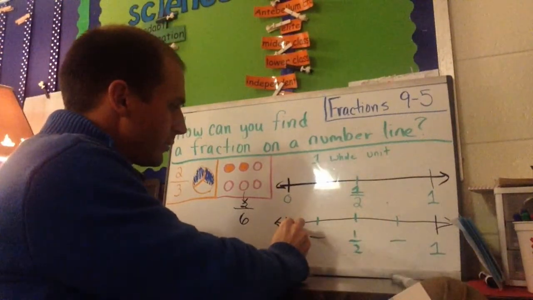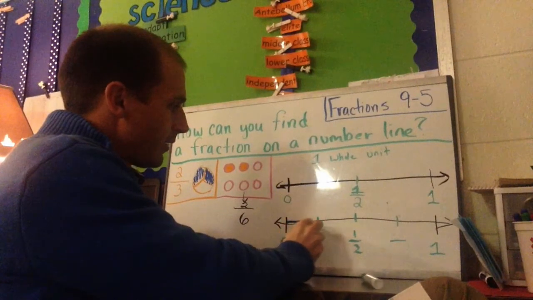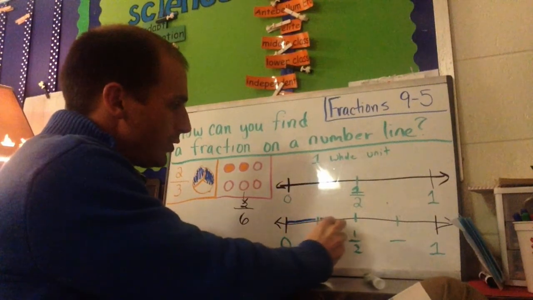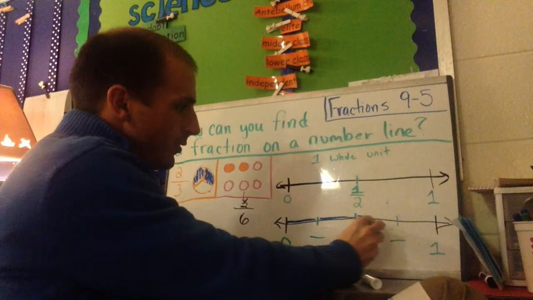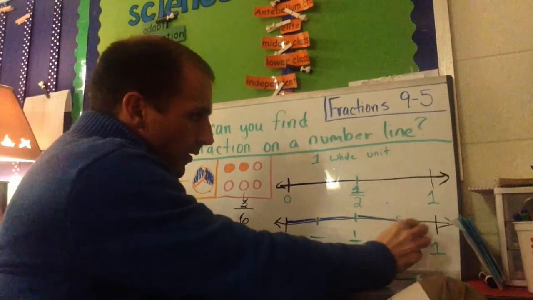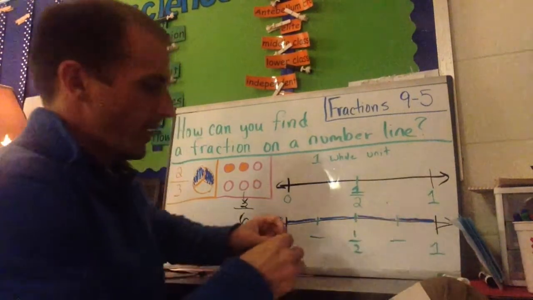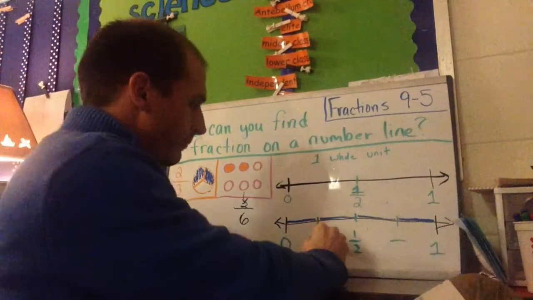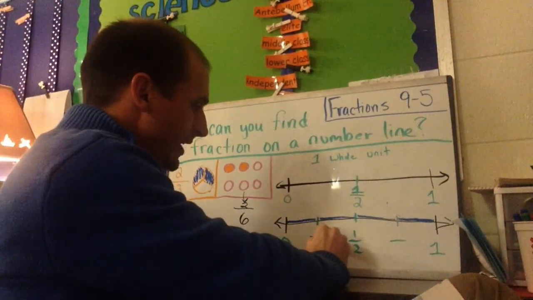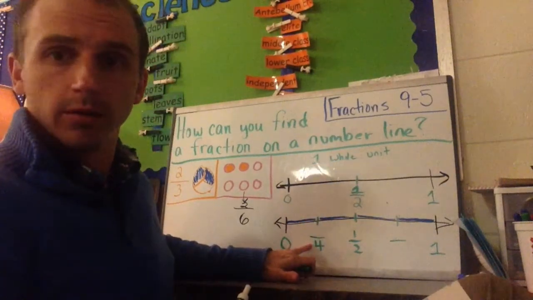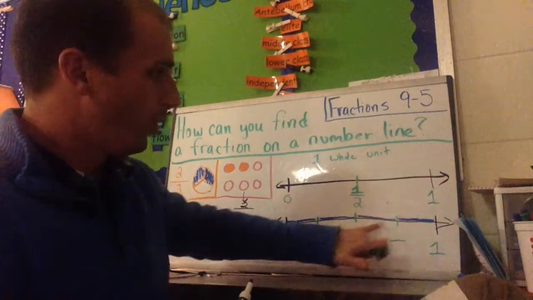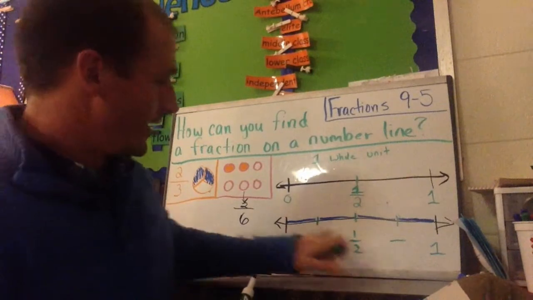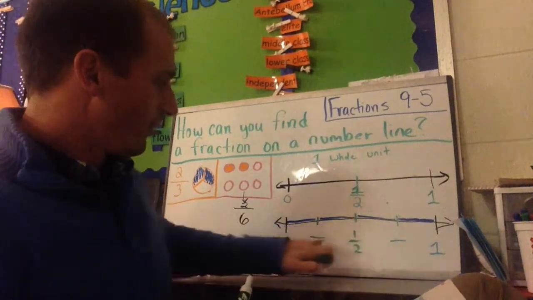So let's see, count with me: 1, 2, 3, 4. So how many parts do I have? I have a total of 4 parts. So my fraction, my denominator, is now going to be 4, because I've now divided it into 4 parts. Before I had 2 parts. Now I have 4 parts.